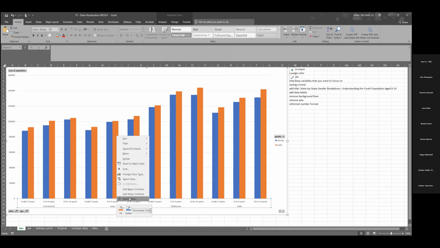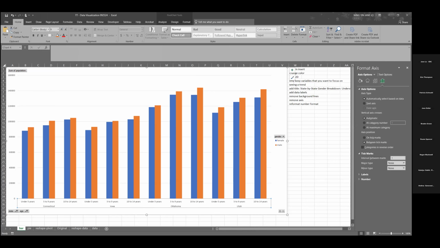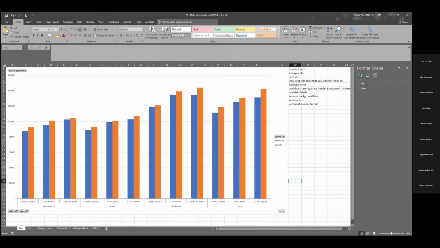I'm gonna add, let's see, format axis, the tick marks. I'm gonna add the major type outside, inside, and then the minor type outside. So this is the difference it makes. Now you can see that there are four different states: Connecticut, Iowa, Oklahoma, Utah. I'm gonna bold these axes so it's a little easier to read. You can see that they are categorized over here, different groups for the years, the state, and things like that.